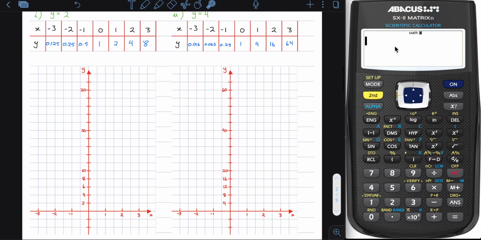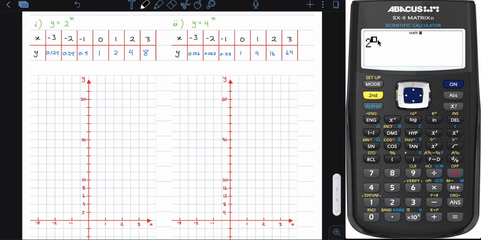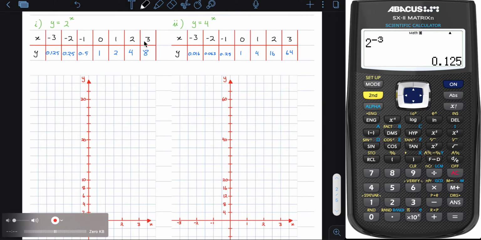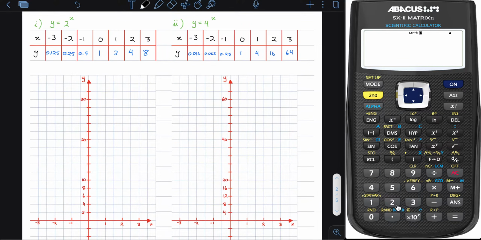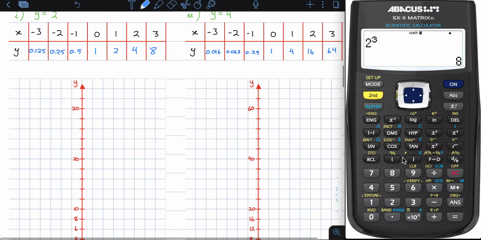I'll just demonstrate a few. 2 to the power of negative 3 should be typed out like this. 2 to the power of should be a box like so, to the power of negative 3. And as you can see, you get 0.125. Okay, so 2 to the power of positive 3 gets us 8.